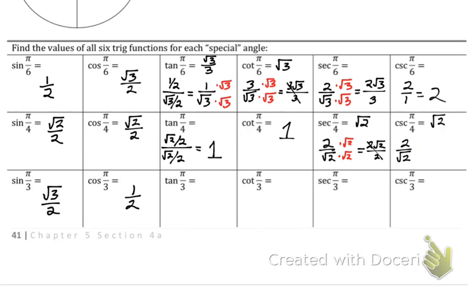Nick, are you better at where we're getting these tangent values and stuff? Yeah. Okay, kind of? Okay.